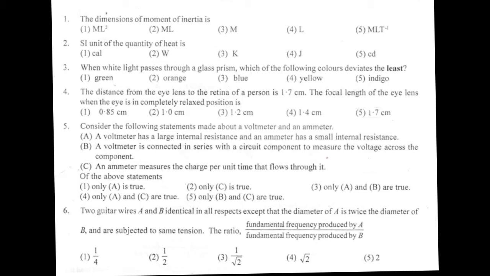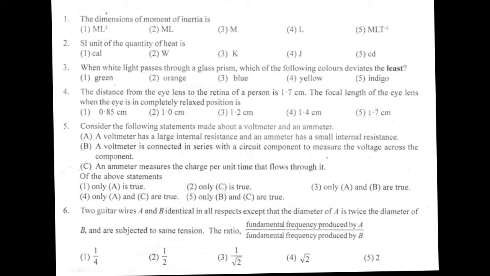Question number 5. Three statements are given about a voltmeter and an ammeter. A. A voltmeter has a large internal resistance and an ammeter has a small internal resistance. That is true. B. A voltmeter is connected in series with the circuit component. No. The voltmeter must be connected in parallel with the circuit component to measure the voltage across the component. So B is wrong. C.